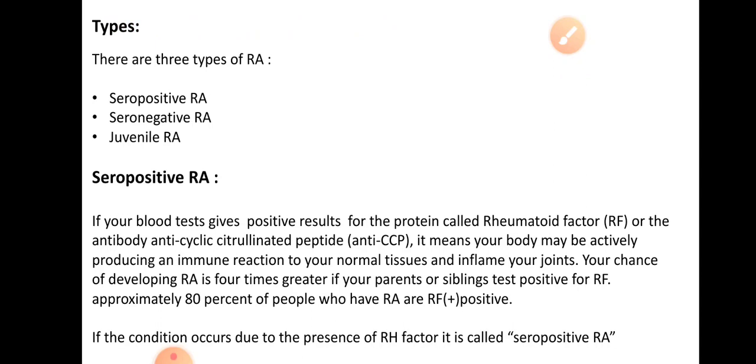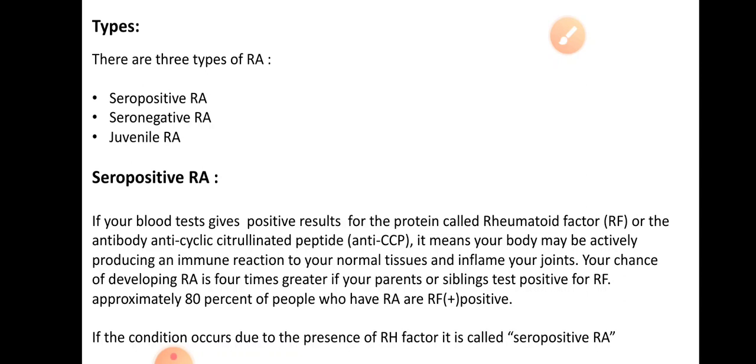Next, types of rheumatoid arthritis. So there are 3 types of rheumatoid arthritis. First is seropositive RA, second is seronegative RA, third is juvenile RA. Now let us see what is seropositive RA. If your blood test gives positive results for the protein called rheumatoid factor or the antibody anti-cyclic citrullinated peptide, it means your body may be actively producing an immune reaction to your normal tissues and inflame your joints.